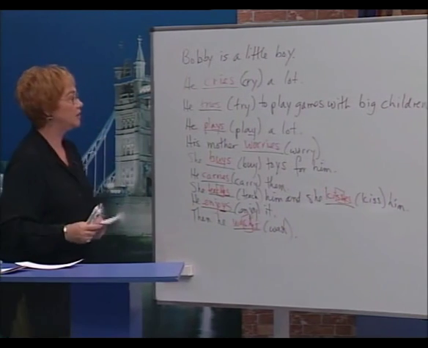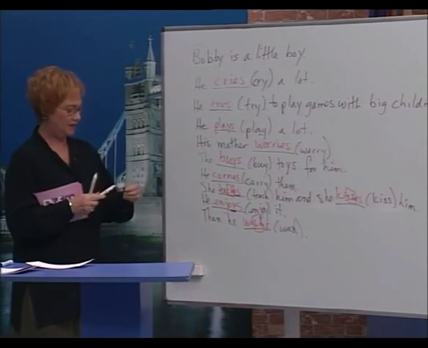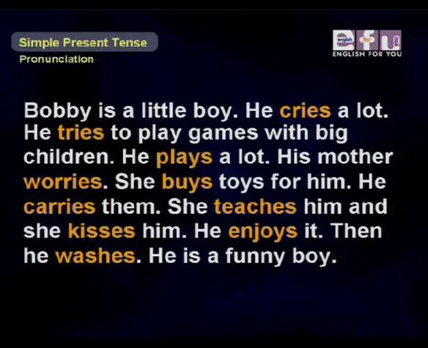All right, now let's look at the story again. Bobby is a little boy. He cries a lot. He tries to play games with big children. He plays a lot. His mother worries. She buys toys for him. He carries them. She teaches him and she kisses him. He enjoys it. Then he washes.